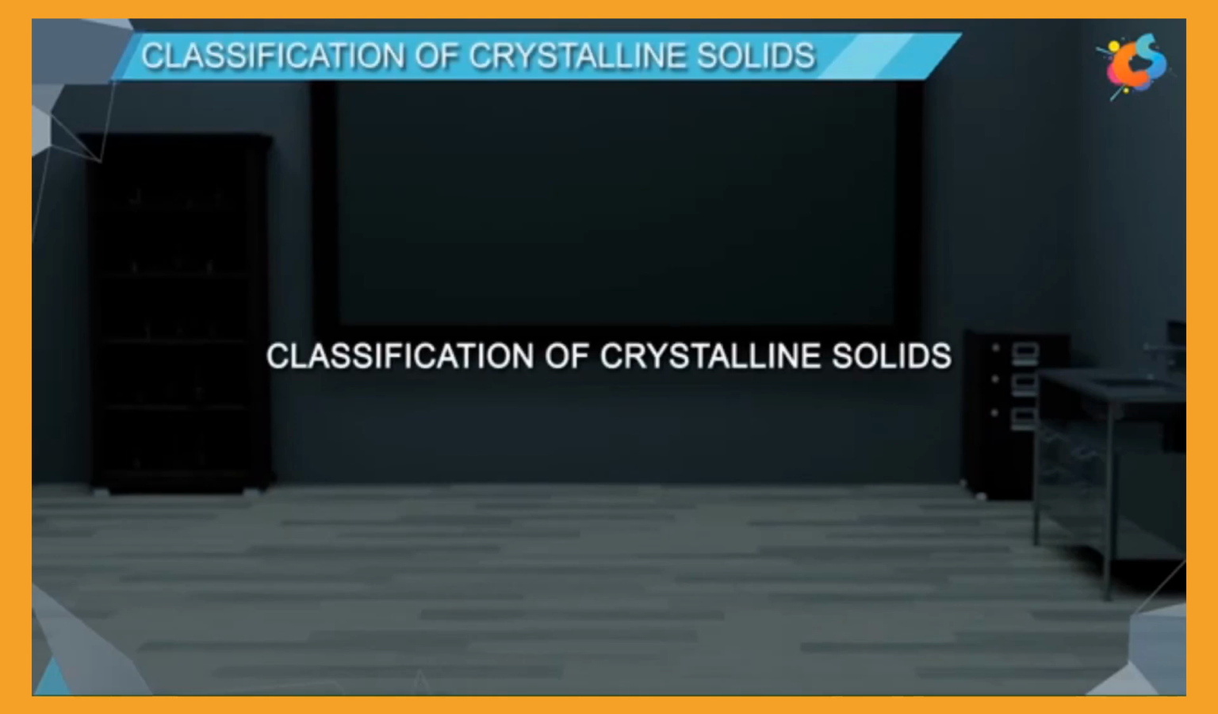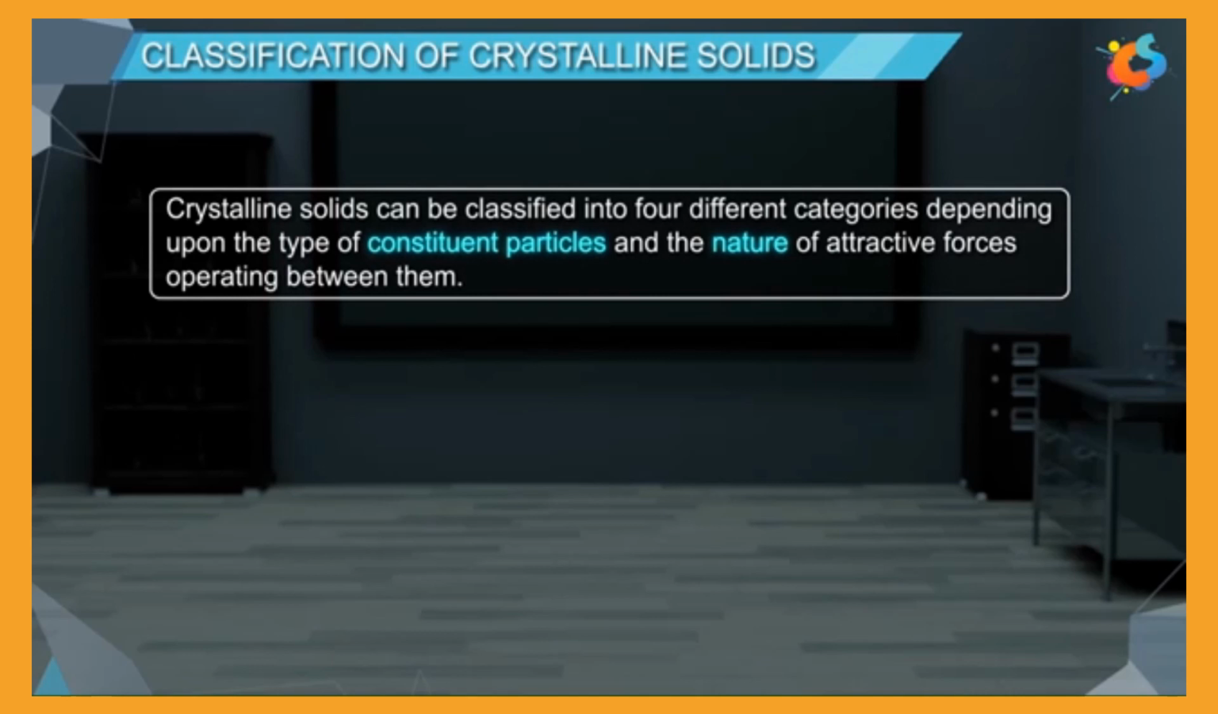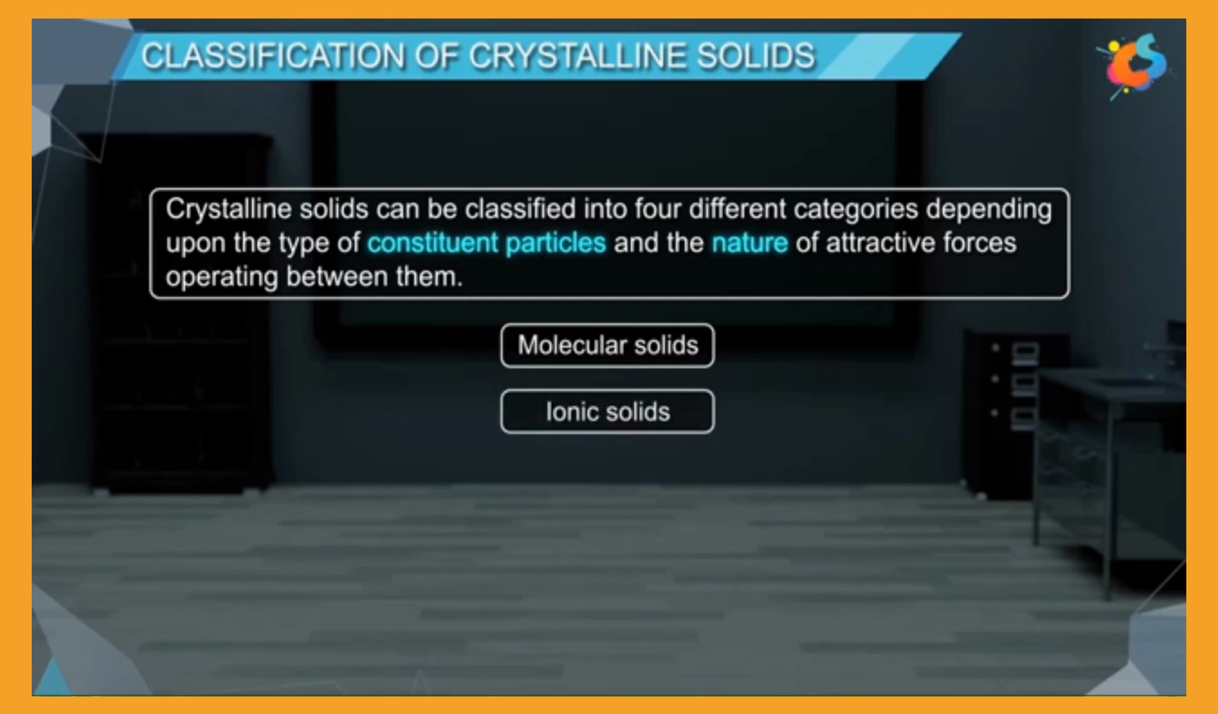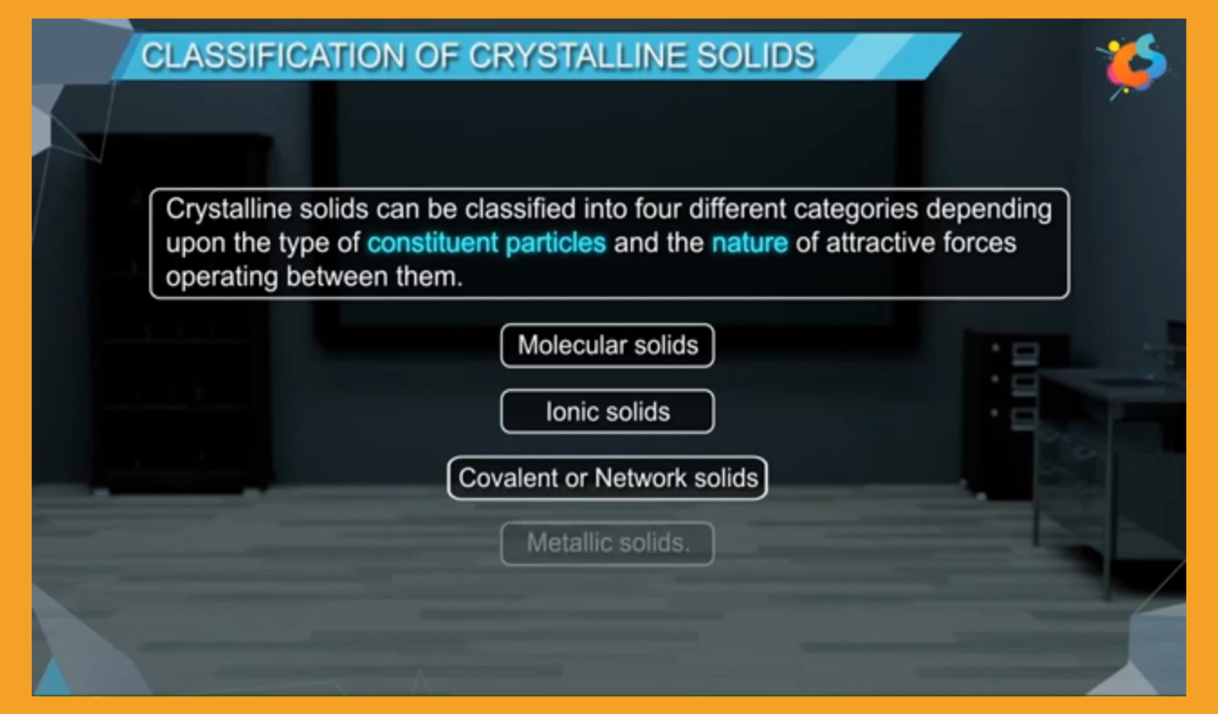Now let us classify crystalline solids. Crystalline solids can be classified into four different categories depending upon the type of constituent particles and the nature of attractive forces operating between them. They are: first, molecular solids; second, ionic solids; third, covalent or network solids; and the last one, metallic solids.